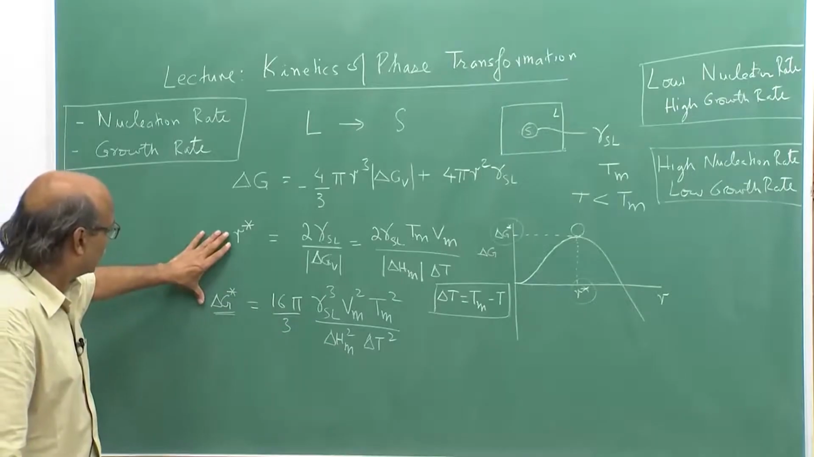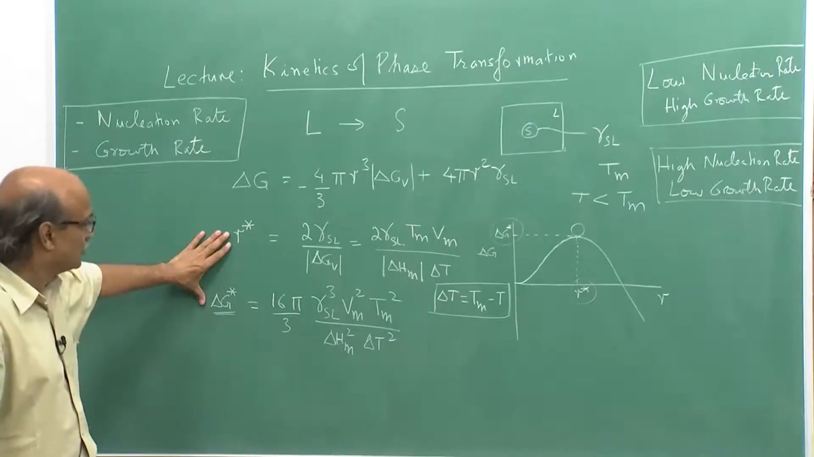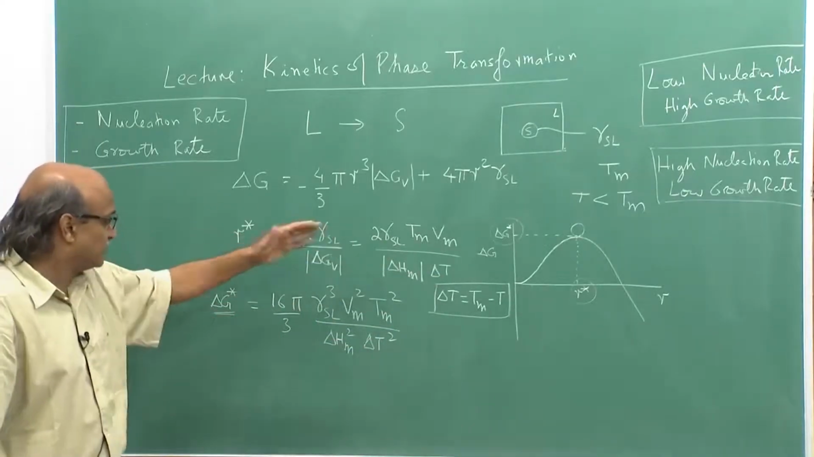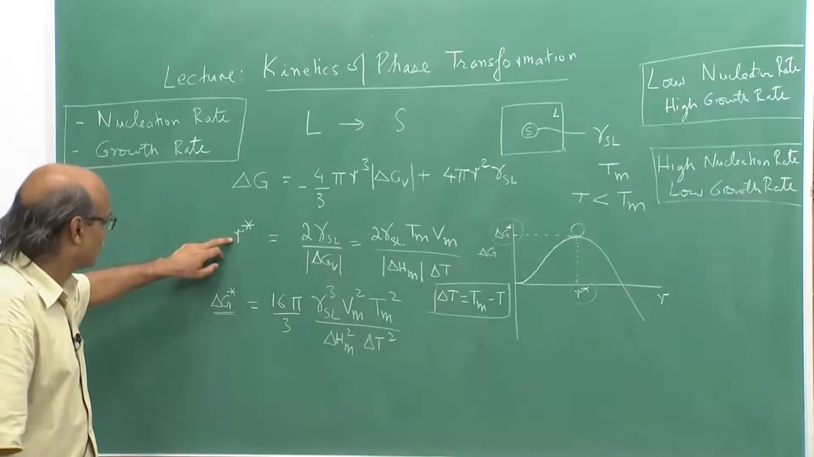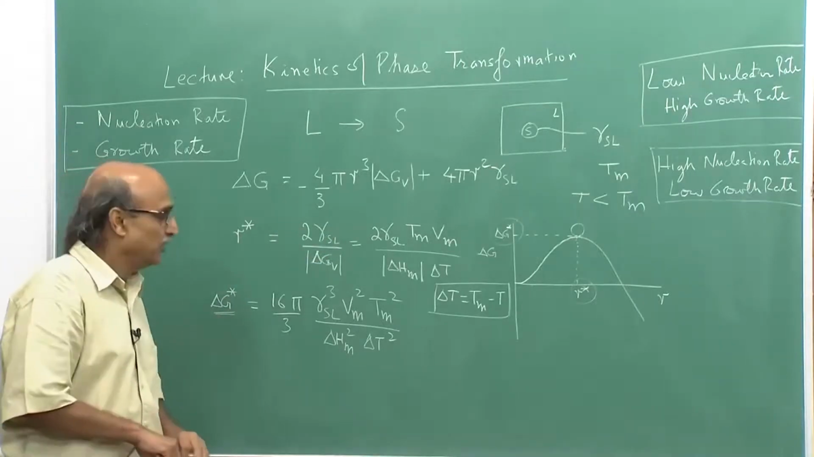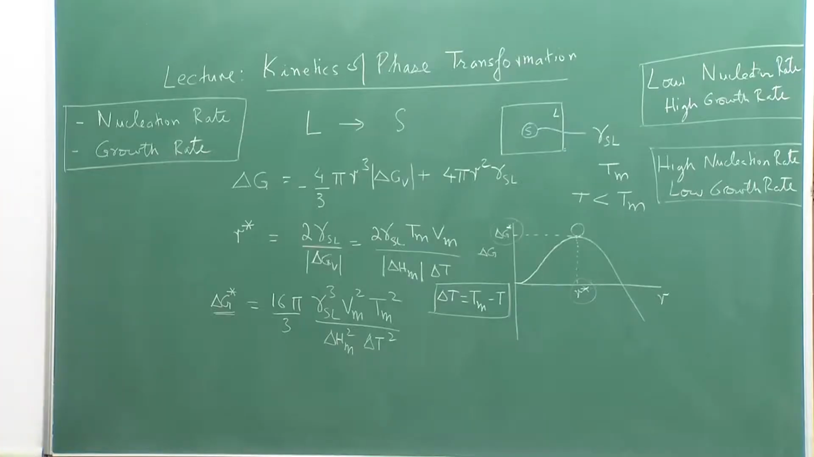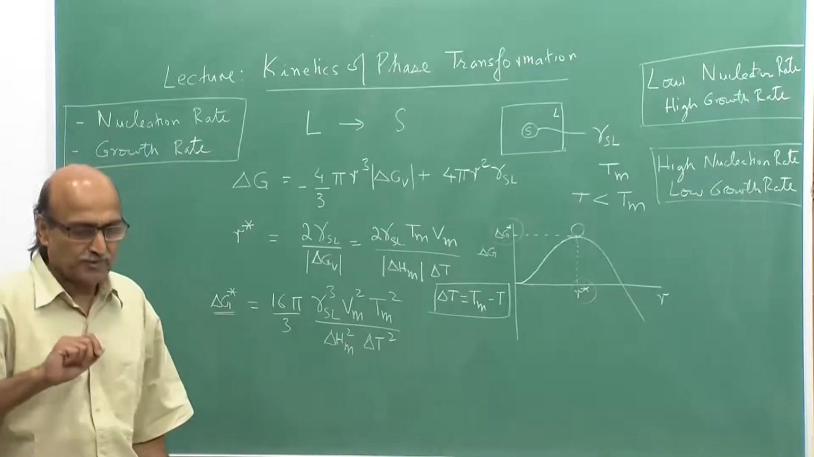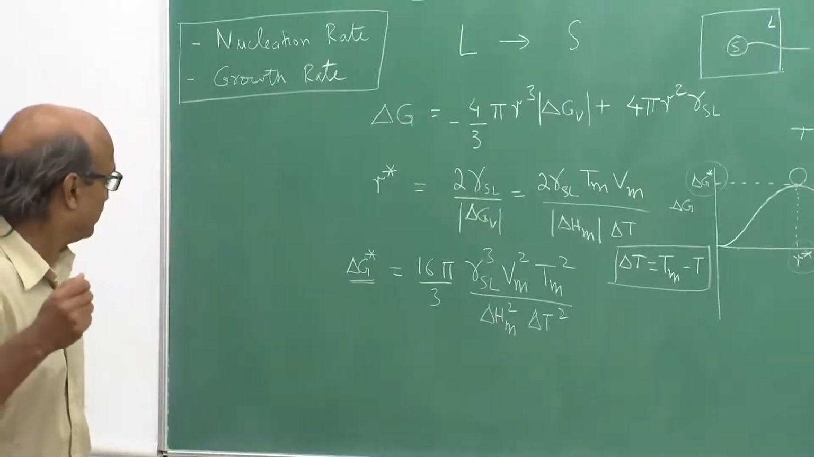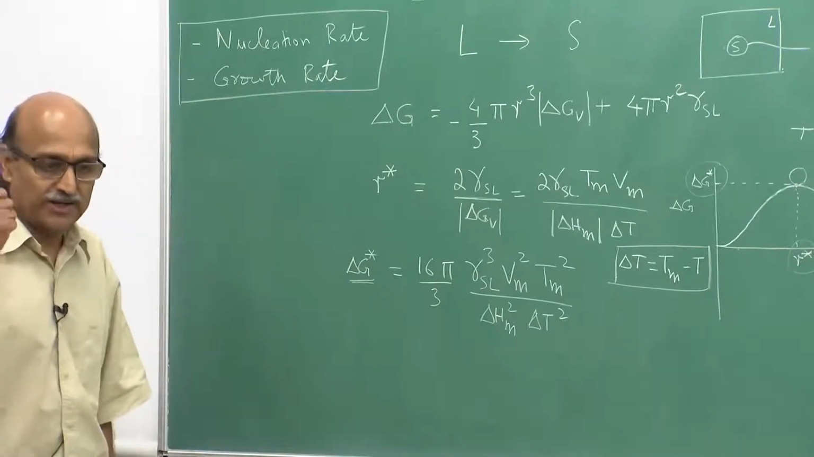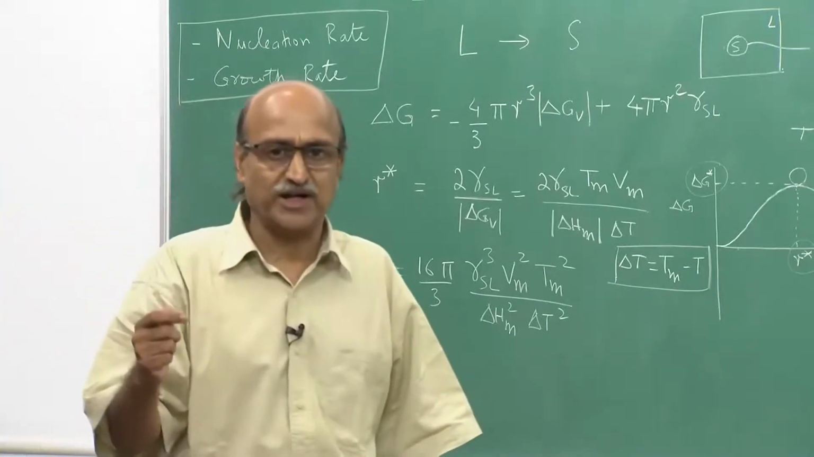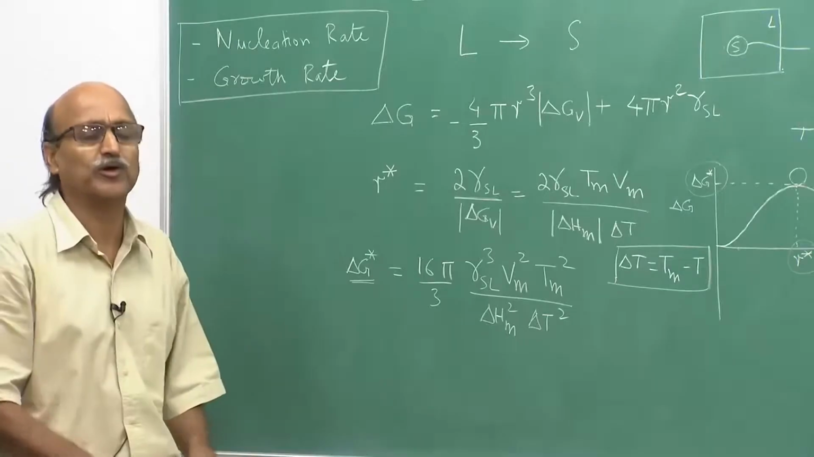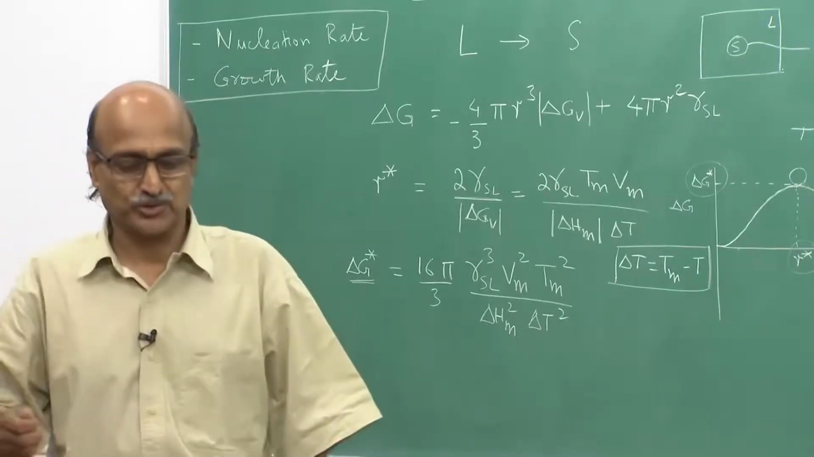So, both R star as well as delta G star would be large for small undercoolings. For large undercoolings, that is large delta T, R star would be small, delta G star would be small. So, one important conclusion that one can draw from here is larger undercoolings should produce higher nucleation rate, but then again we will find if the undercooling becomes very large, then you would find that the nucleation rate will go down. How that happens, that will become clear in subsequent lectures.